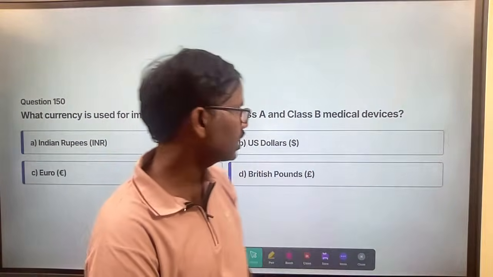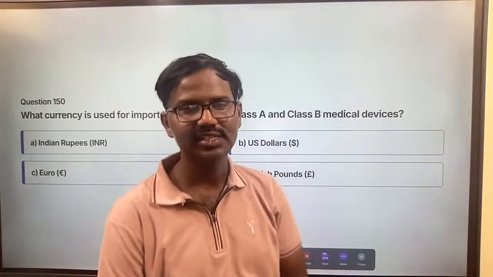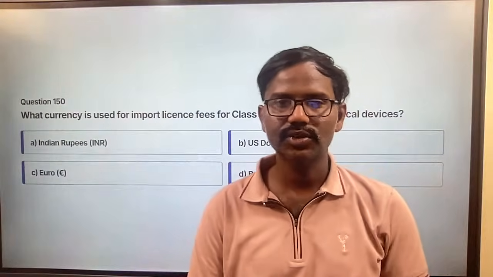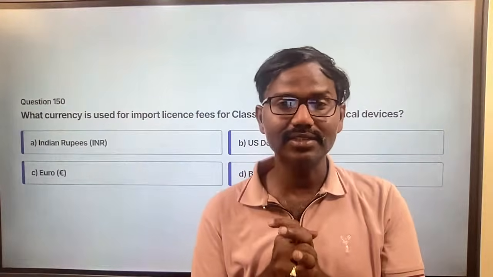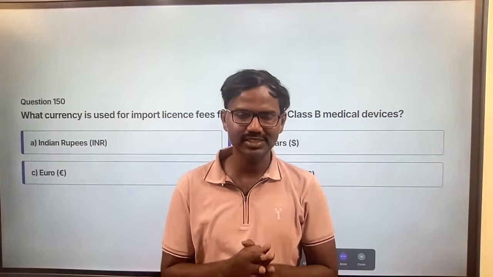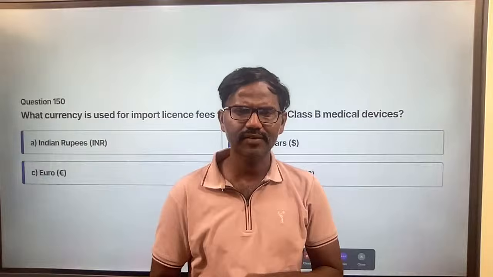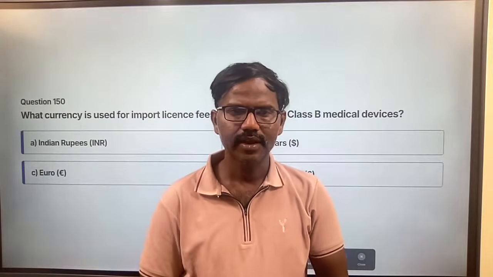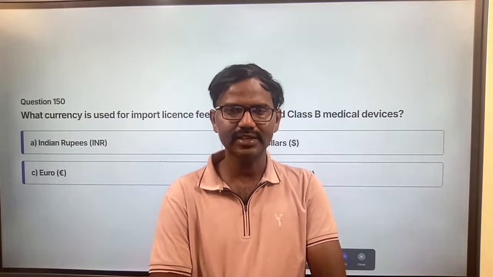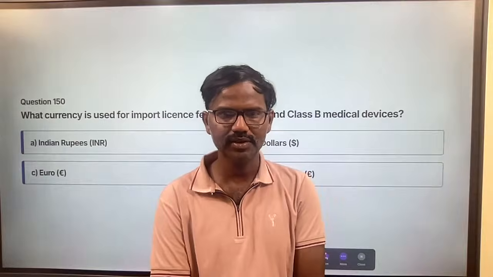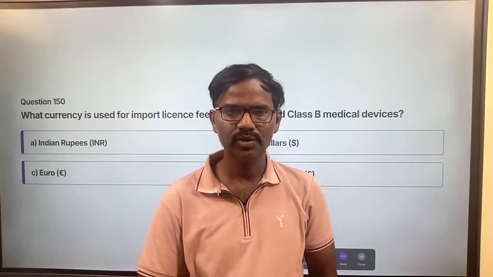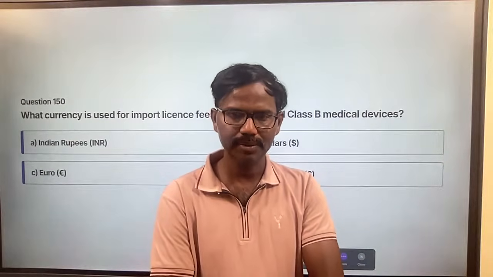So this completes the MDR part of the All India mock test. Many people are asking how many maximum marks they got in this test. So 130 is the maximum marks. I think it's a difficult level question paper which I've made, for rigorous preparation.